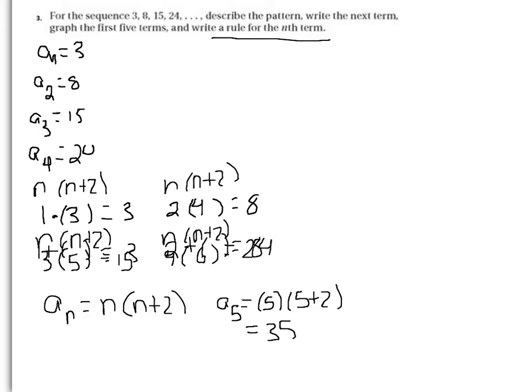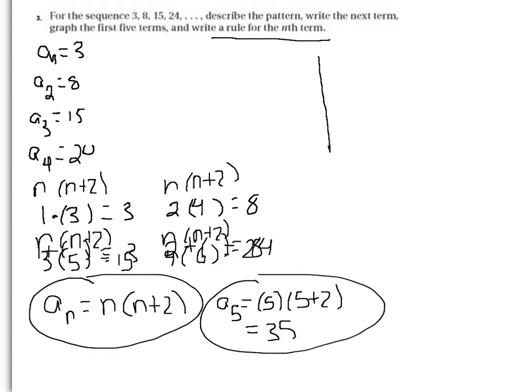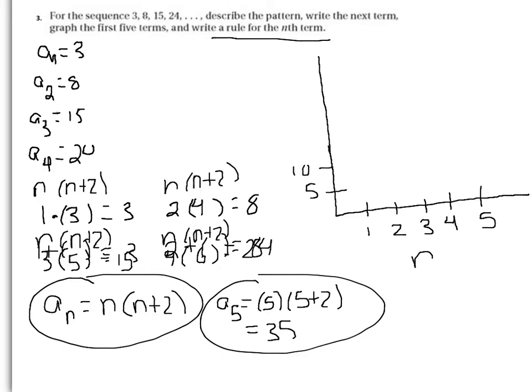That says graph the first 5 terms. So there's our rule. There's the next term. 1, 2, 3, 4, 5. These are the n's. 5, 10, 15, 20, 25, 30, 35. Those are the values. So instead of x and y, it's the n and the terms.